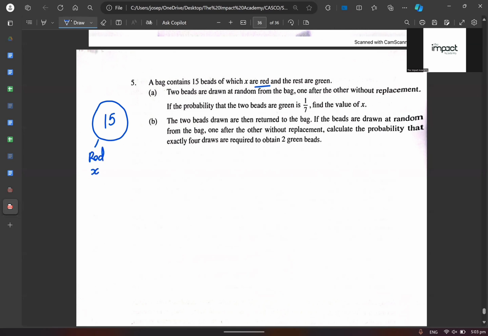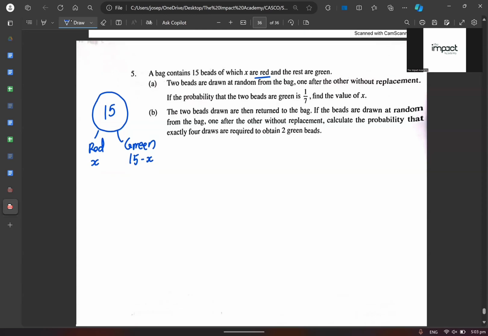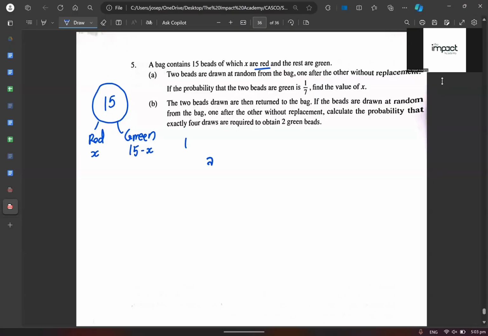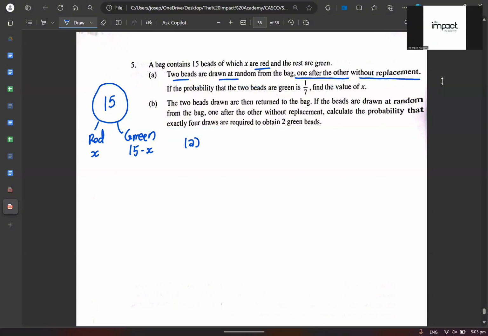Am I making sense? And then that means the rest are green, so my green has to be 15 minus x. Is this something that you can understand? Okay, very good. If you can understand, you can move on to the next one. Now, A says, okay, what did A say? 2 buttons are drawn at random from the bag, one after another without replacement.